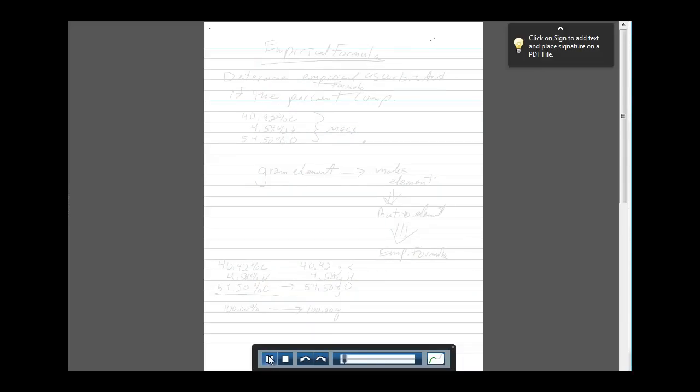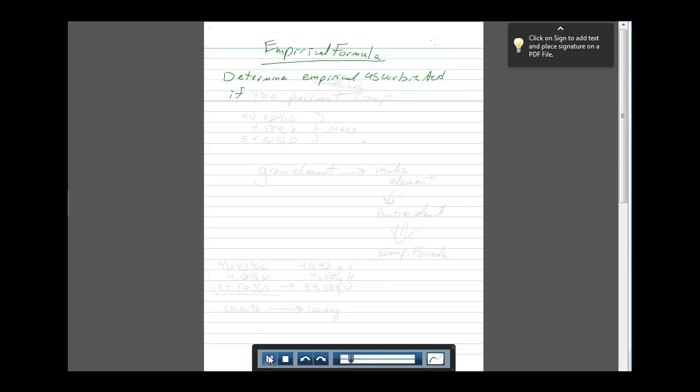Hello, today we're going to work on a problem of determining the empirical formula of a compound, and this problem is going to ask us to determine the empirical formula of ascorbic acid.